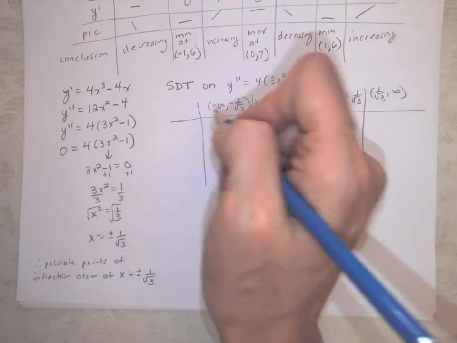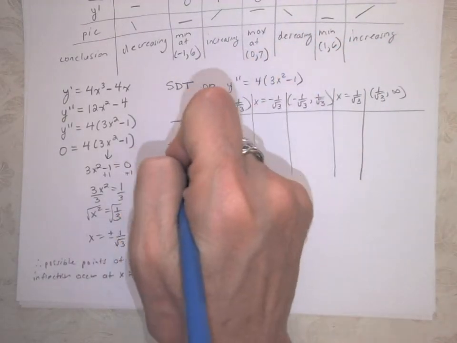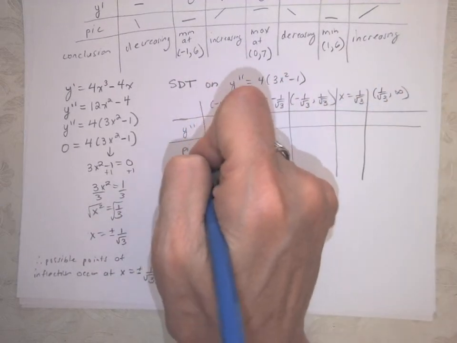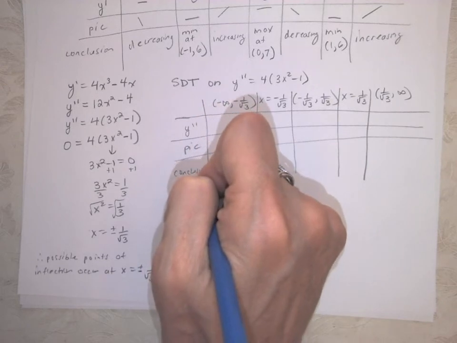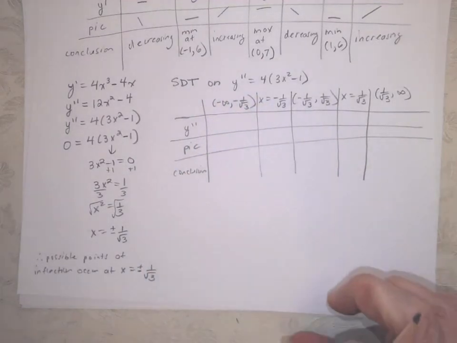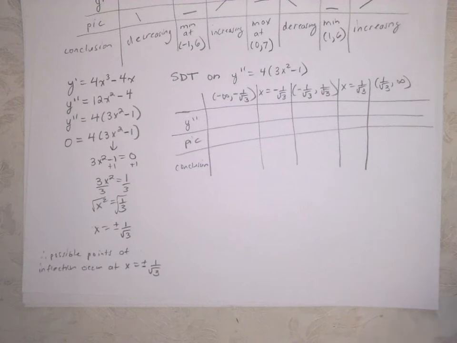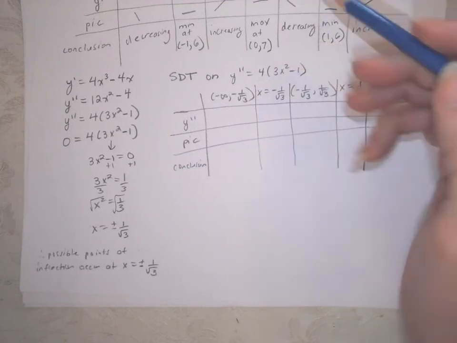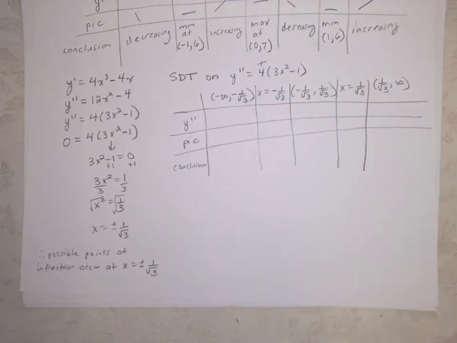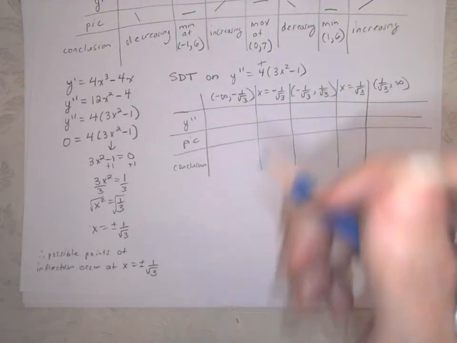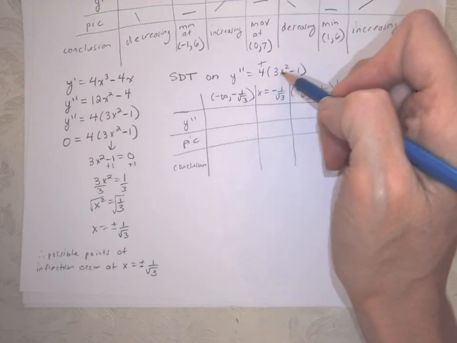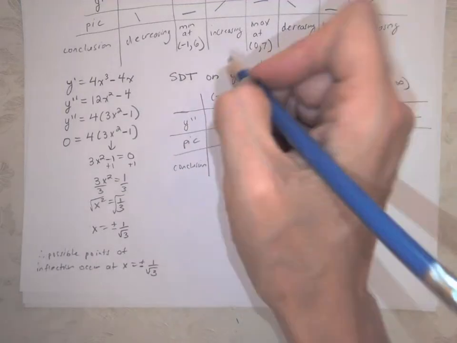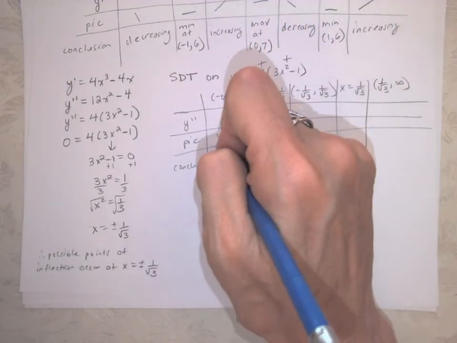And we want to know the sign of y double prime, a representative picture, and a conclusion. So from negative infinity to negative 1 over root 3, that might be a number like negative 2. This is always positive, so it's fine. Here, if we square negative 2, we get positive 4. Times 3 is 12, minus 1 is a positive. So we're positive here, which means we're concave up.